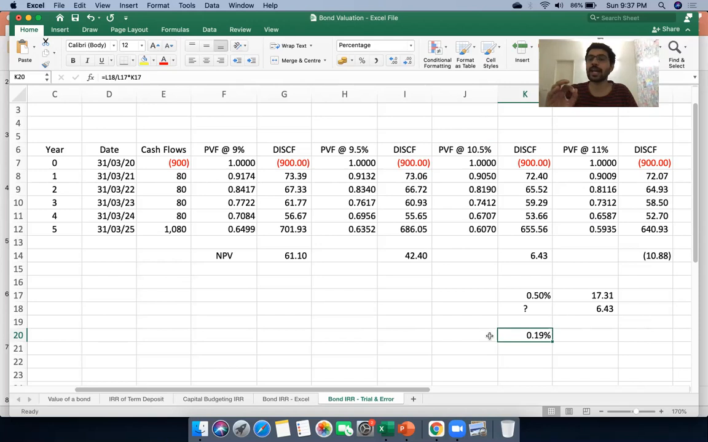So it is saying that I need to increase my discount factor by 0.19% to ensure that my NPV becomes zero. In other words, instead of increasing the discount factor from 10.5 to 11, I need to increase it only by 0.19% to ensure that NPV will actually become zero. When I'm saying that I should increase it by 0.19%, obviously what is the discount rate going to be? 10.5% plus 0.19%, which is nothing but 10.69%.